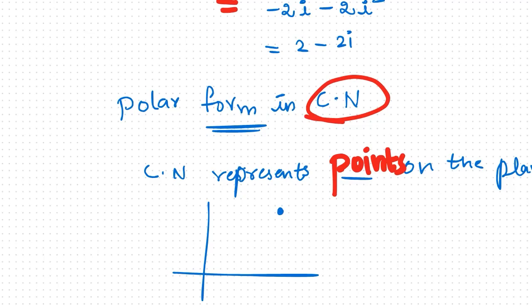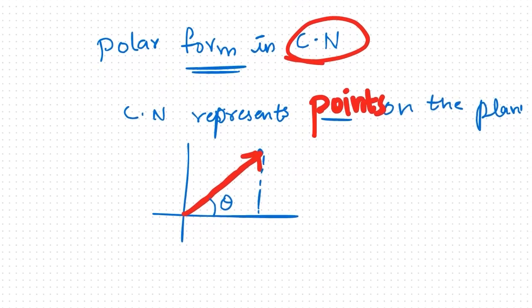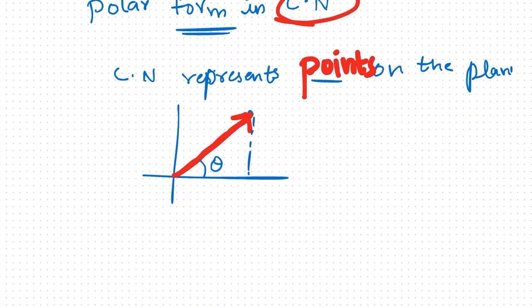If you join it with the origin like this, then it makes an angle theta. This theta is called the angle, the argument. Okay, argument.